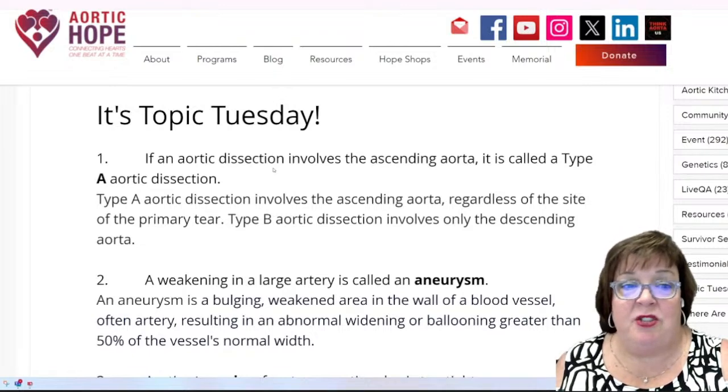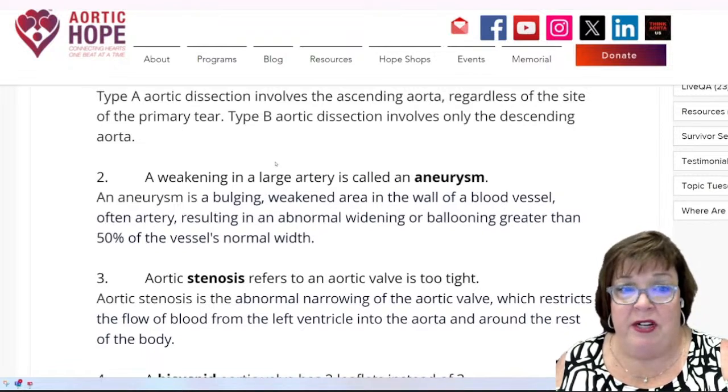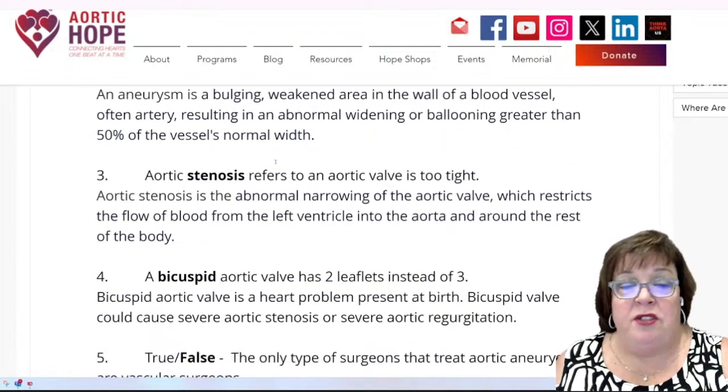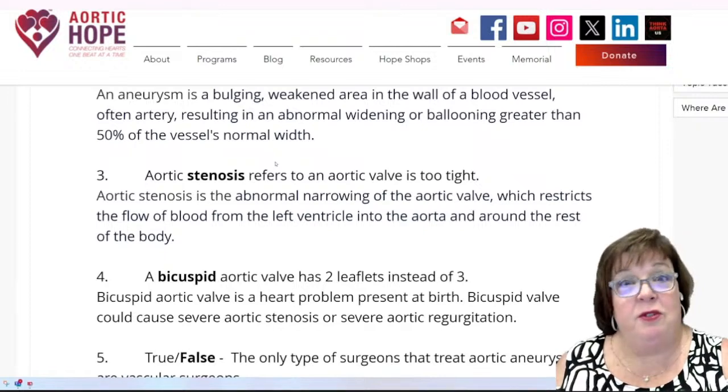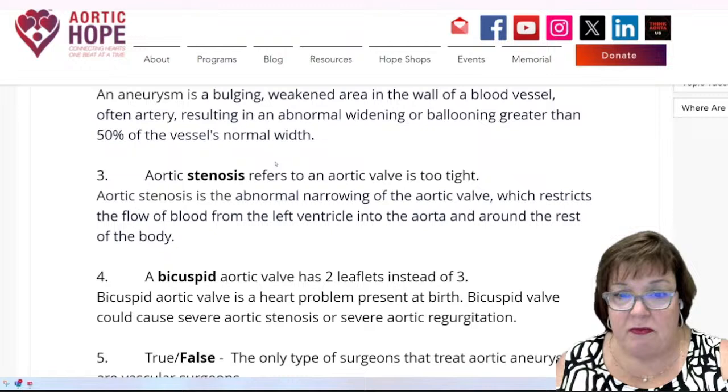Type B aortic dissection involves only the descending aorta. A weakening in a large artery is called an aneurysm. An aneurysm is a bulging, weakened area in the wall of a blood vessel, often an artery, resulting in an abnormal widening or ballooning greater than 50% of the vessel's normal width. Aortic stenosis refers to an aortic valve that is too tight. Aortic stenosis is the abnormal narrowing of the aortic valve, which restricts the flow of blood from the left ventricle into the aorta and around the rest of the body.